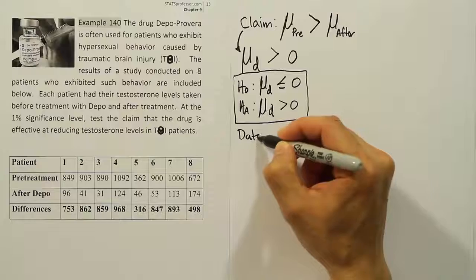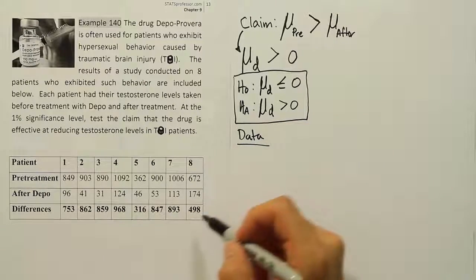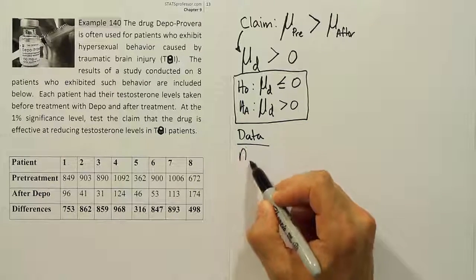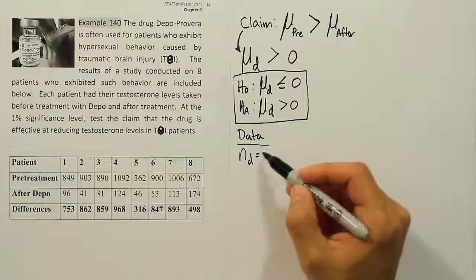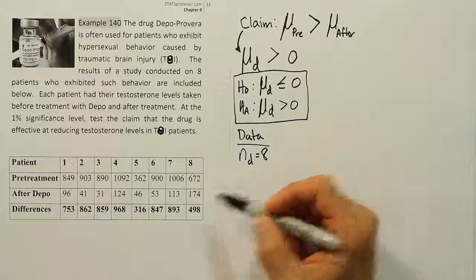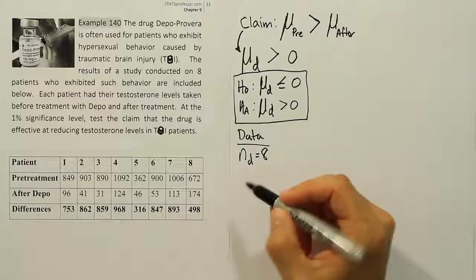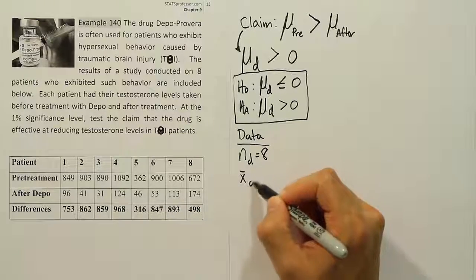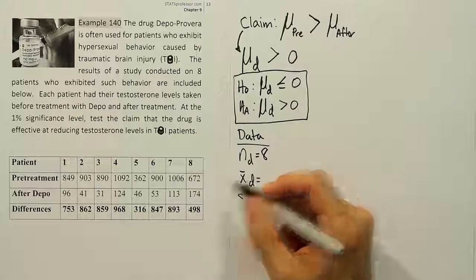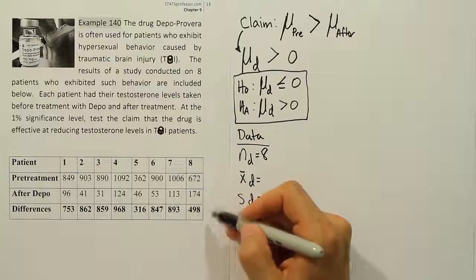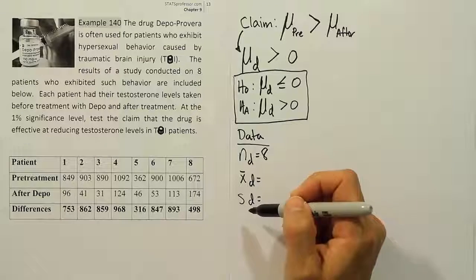Now the data here, if you look at it, there are n differences, right? The number of differences is 8 because there are 8 patients in the study. And then we need a sample mean and a standard deviation. Now, to get the mean is easy. We just add all these up and divide by 8. To get the standard deviation, it's a little bit more work.